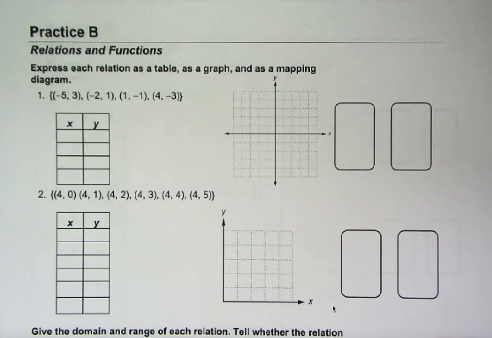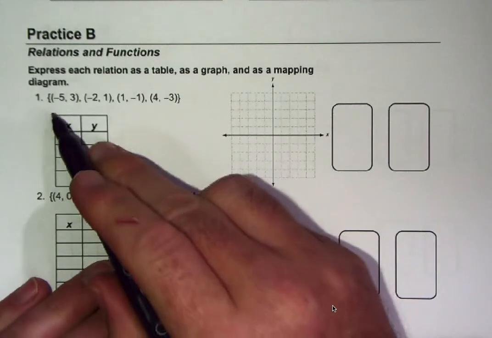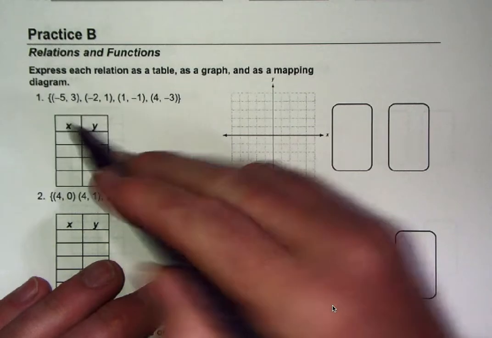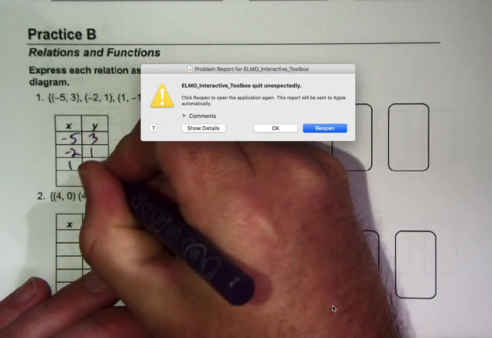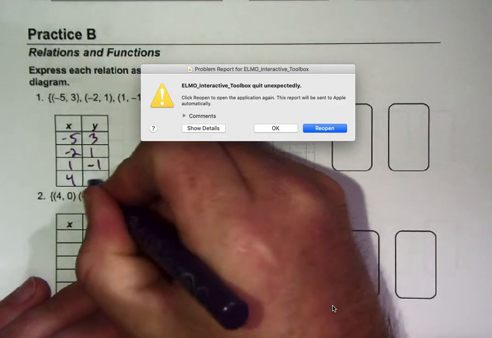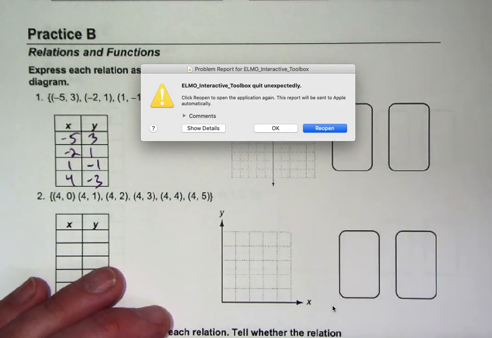It says express each relation as a table, as a graph, as a mapping. We talked about these coordinate points always in the form x, y. So we got (-5, 3), (-2, 1), (1, -1), (4, -3).